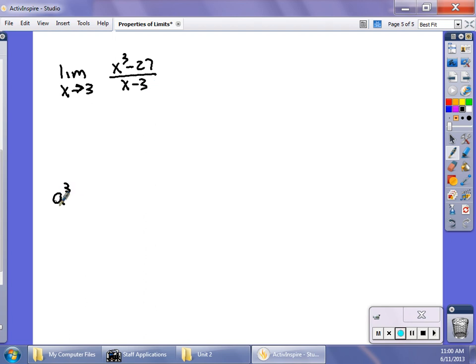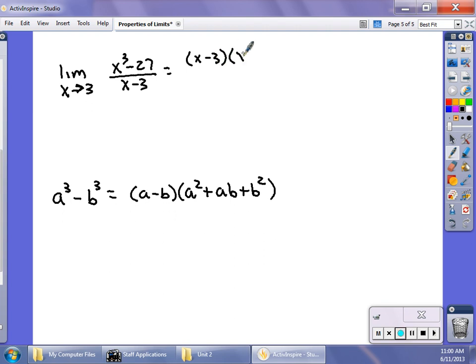If you have a cubed minus b cubed, where a and b can be any perfect cubes, that's going to be a minus b times a squared plus ab plus b squared. And that's the situation I have right here. If I go ahead and apply that, I can factor this into x minus 3 times x squared plus 3x plus 9 over x minus 3. Now I can remove that discontinuity at 3 by canceling these. I can let x go to 3. I get 9 plus 9 plus 9, which is 27. So that limit is 27.